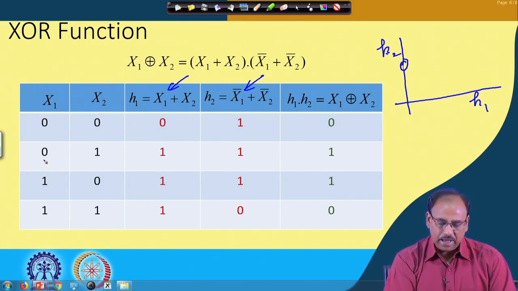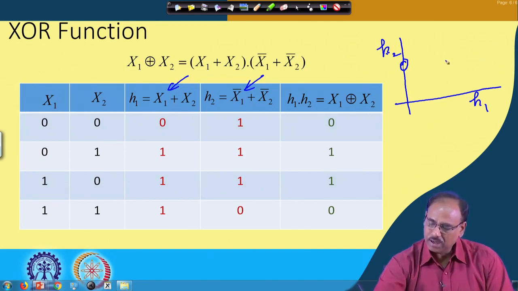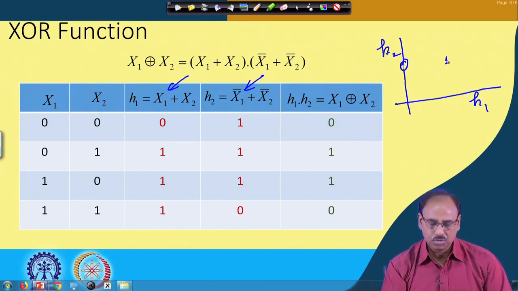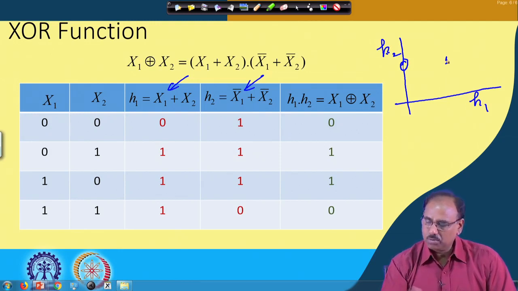In the other case, when x1 is 0, x2 is 1, or x1 is 1, x2 is 0, which are mapped to both h1 and h2 becoming 1 1, I want the output to be 1. So, here I want the output to be 1, which is the case when x1 and x2 are either 0 1 or 1 0. And in the other case, when x1, x2 are 1 1, I get h1 to be 1 and h2 to be 0, that is somewhere over here, and here my XOR output should also be 0.